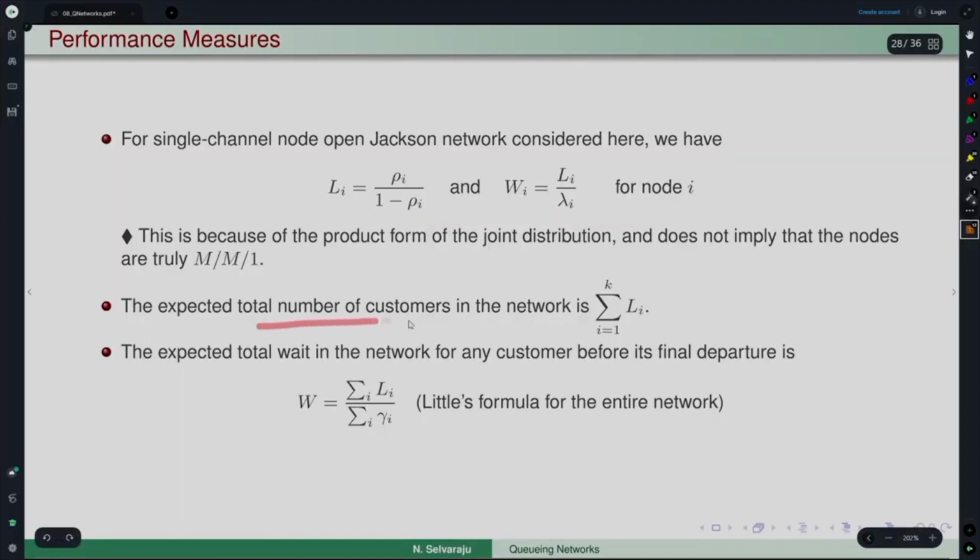So, the expected number of total customers in the network is the summation of this, because you simply add the number of customers in each node. The expected total waiting time in the system, which is basically the sojourn time in the system for any customer before its final departure, is W, which is summation Li by summation gamma I. This is the total arrival rate into the network, and this is the total number of customers in the network. So, this is the mean sojourn time in the network for all the customers, which is basically Little's formula for the entire network. These are the performance measures you can obtain for the ith node, and from there for the entire network.